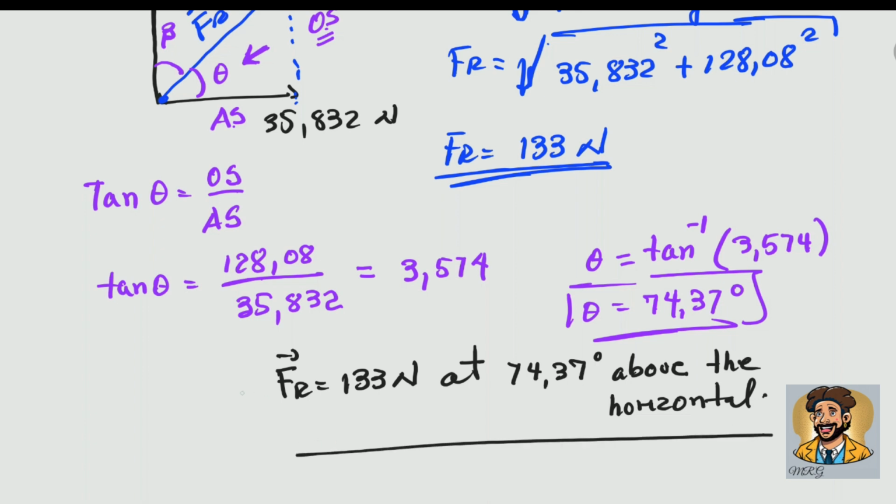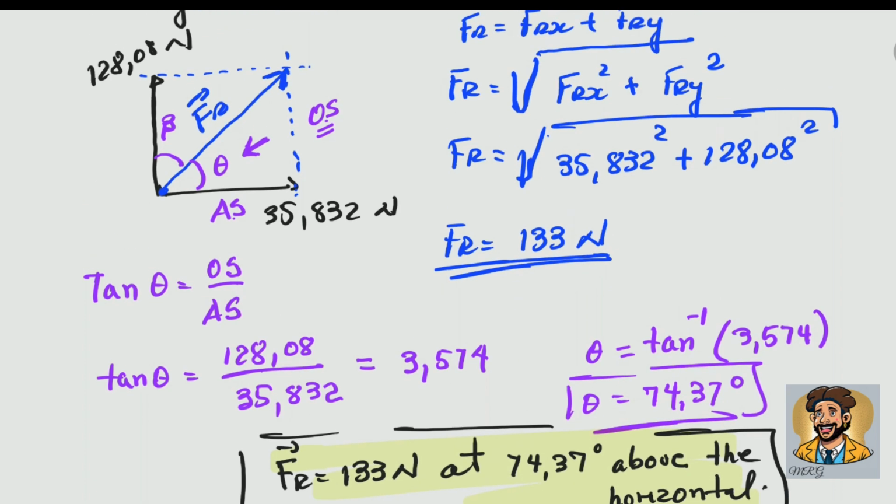That is the correct answer using the direction. So that is the answer for this specific question. In this question, they gave 1 mark for substituting into the Pythagoras equation and 1 mark for calculating the magnitude of the force. They gave 1 mark for substituting into the tan of theta.